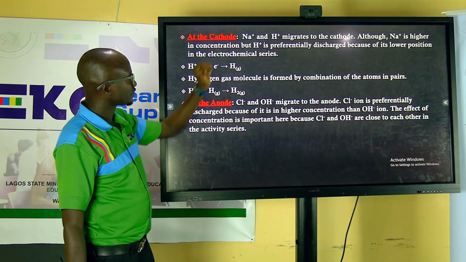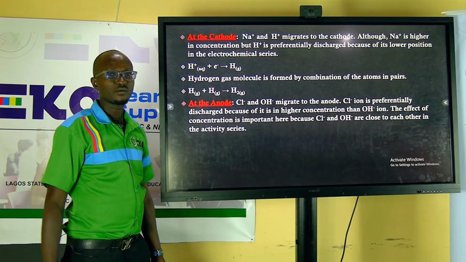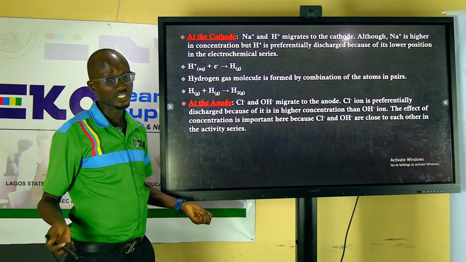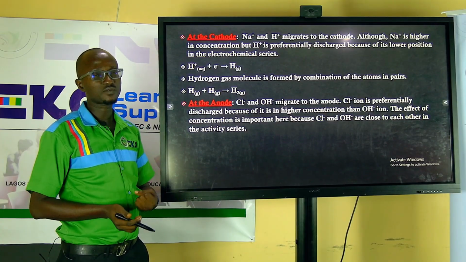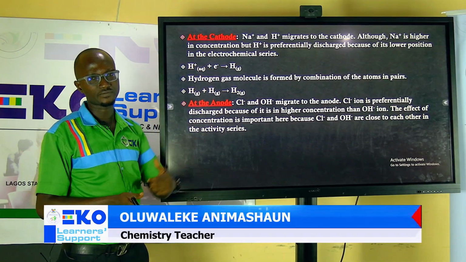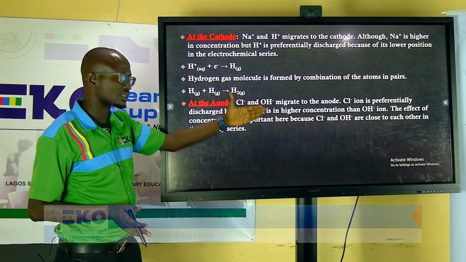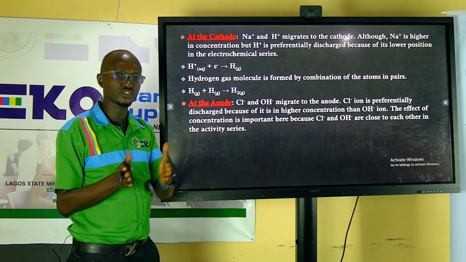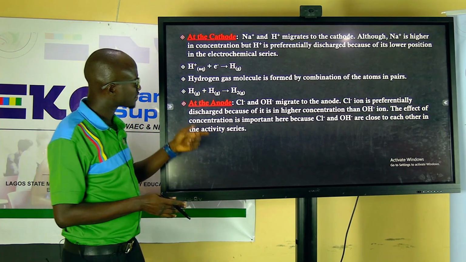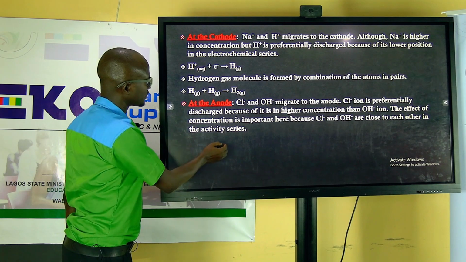Remember, students, I told you here that Na+ is also more concentrated than H+. But the reason why it is not being discharged, despite its high concentration, is because the distance between it and the hydrogen ion is very far, is wide. But in this case, the distance between Cl- and OH- is not much. So that is why Cl- will be discharged.